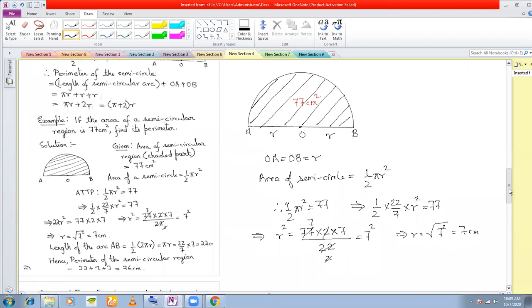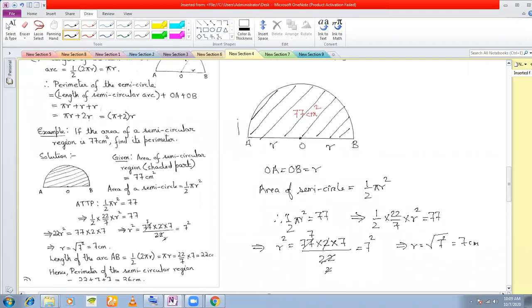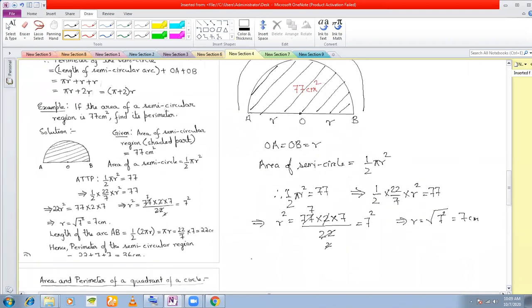So what should be the perimeter? Perimeter is the length of this arc AB, the semicircular arc, plus the diameter. So let's find the length of the semicircular arc. Length of the semicircular arc is equal to half of 2 pi r, which is equal to pi r.